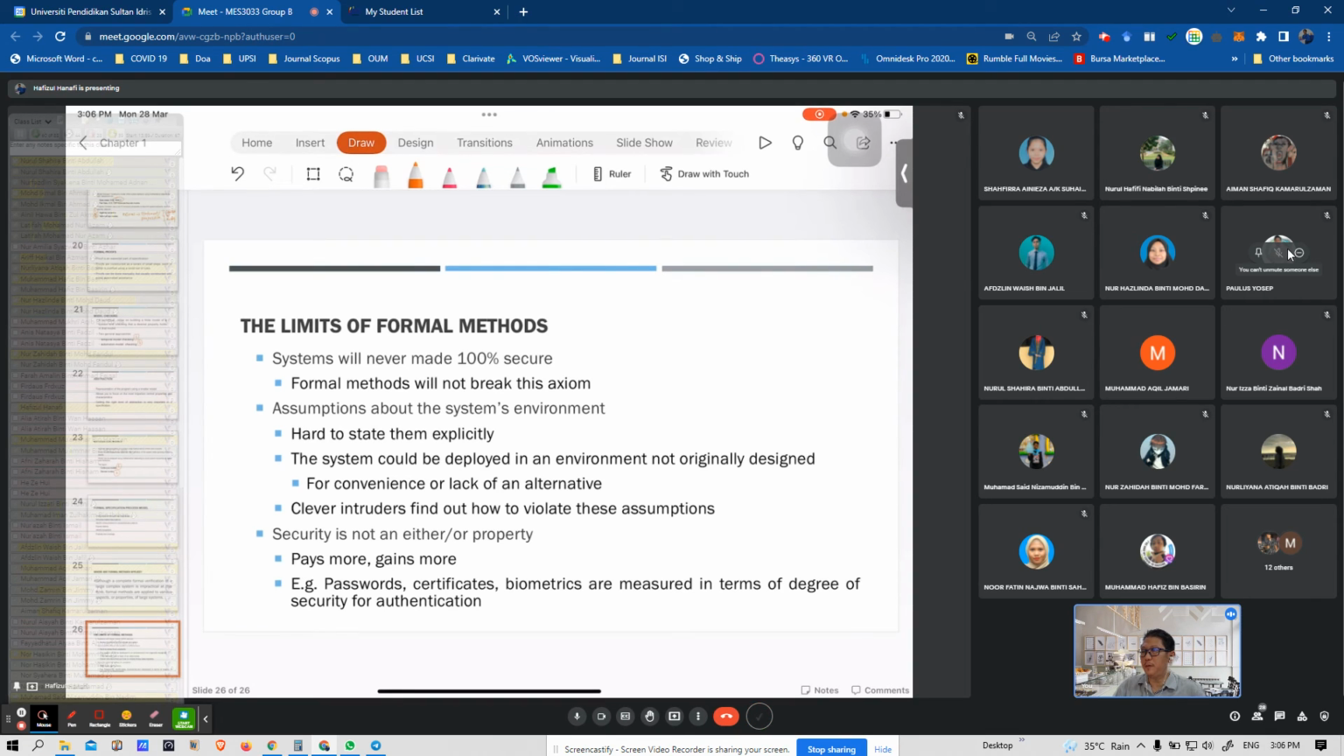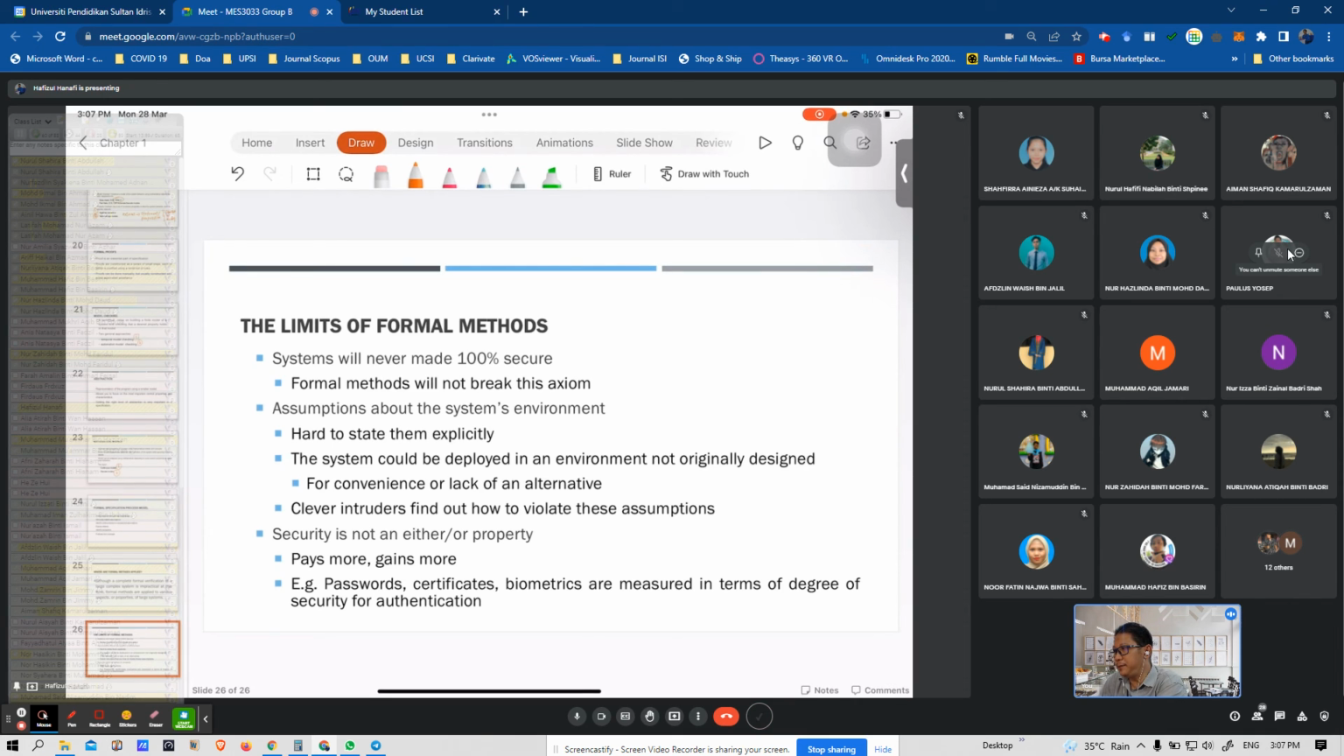Formal method actually is a very rigorous process. It takes a lot of passwords, a lot of certificates, and also biometrics, in order to ensure the authentication of the system privileges. For example, we have a system admin. The system admin can allow only two users at one time. This one is a very complex system. It takes a lot of effort, and this one is a very costly system.